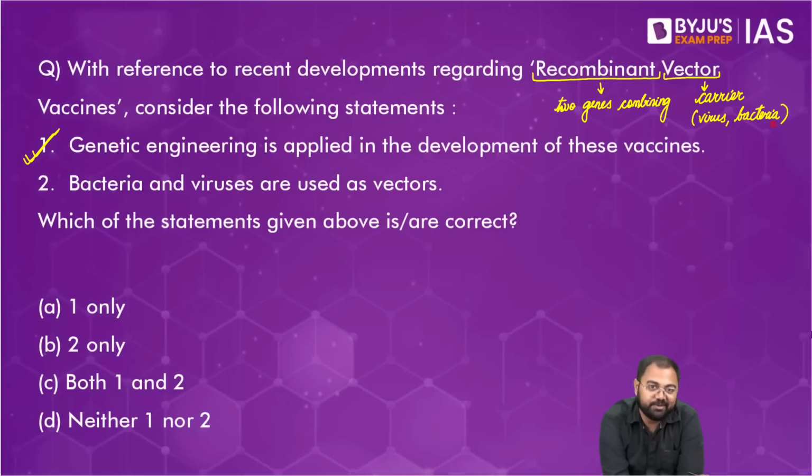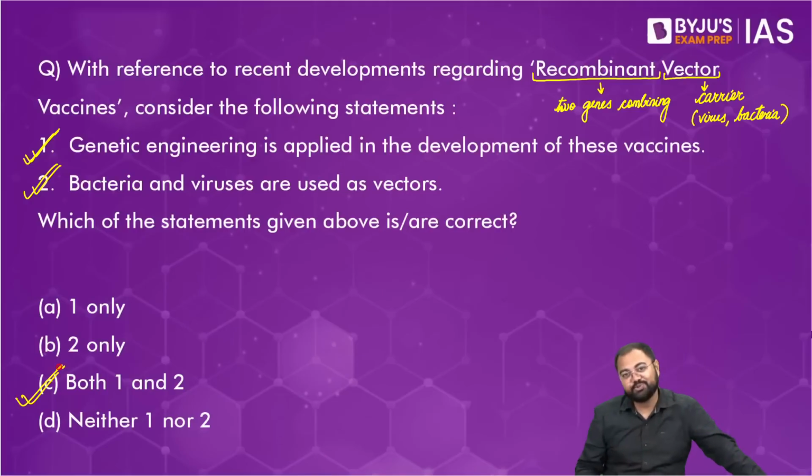Look at the second statement. Bacteria and viruses are used as vectors, correct? So without even knowing what a recombinant vector vaccine is, you can still mark the answer. That answer should be both 1 and 2.